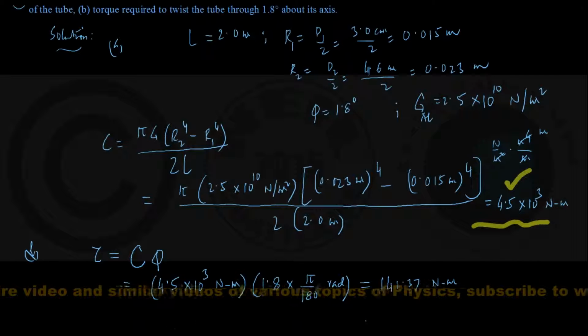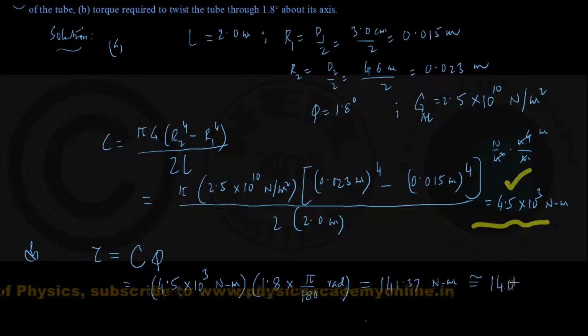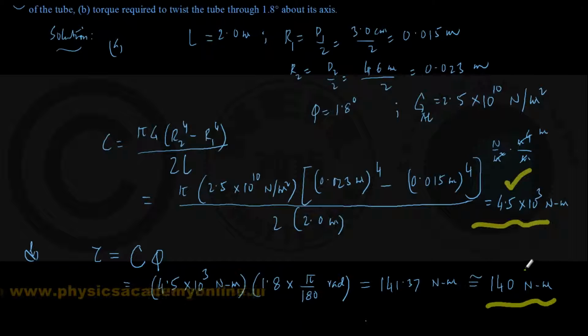But here is the catch. You should report the answer in 2 significant figures as consistent with the data of the problem. So I must round up to 2 significant figures and report it to be 140 Newton meter. That is my answer. If you give it to be 141 Newton meter, I have no objection, but I shall myself say that the torque required is 140 Newton meter. This is the answer of the part B of this question.